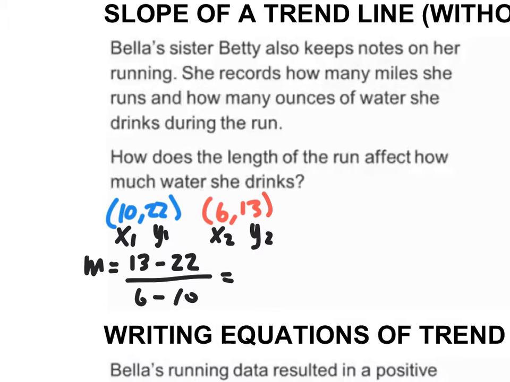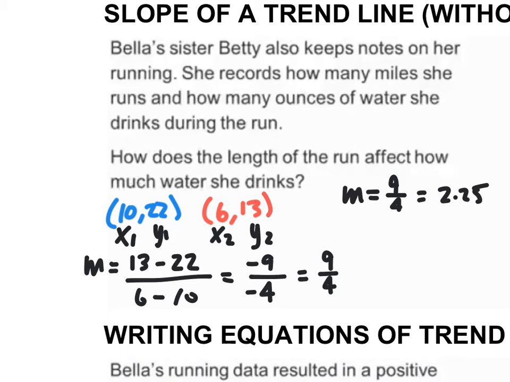We're going to get negative numbers, but they'll cancel out and become positive. 13 minus 22 gives me negative 9, and 6 minus 10 gives me negative 4. So really we have a slope of 9/4, which is about 2.25 if you divide those numbers out. Now I want to identify what the slope means.